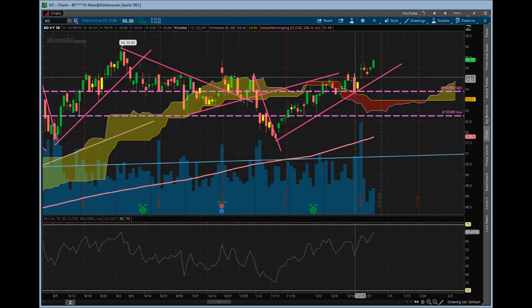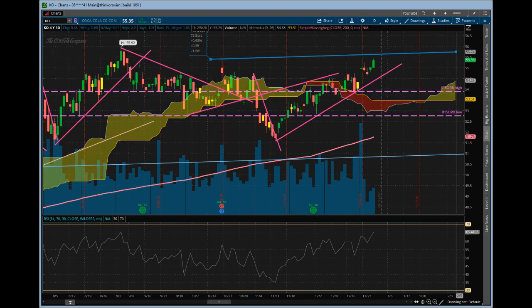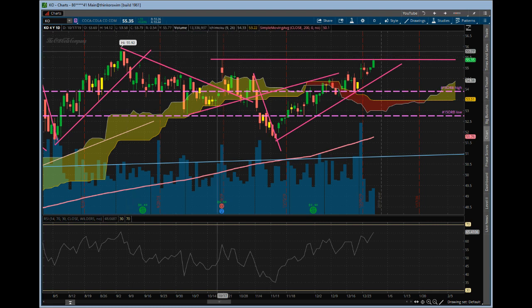It's broken out over some key levels, right? And right now, the only thing it has to get over is this level to maybe try a little bit higher. So watch that as a potential resistance point for Coke.